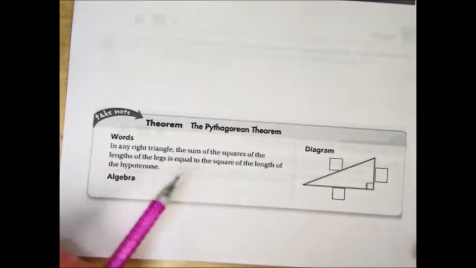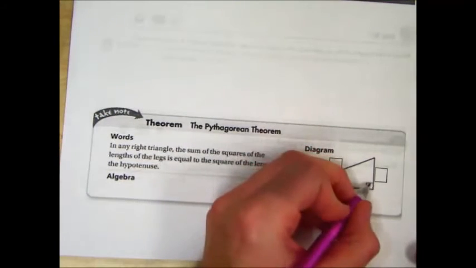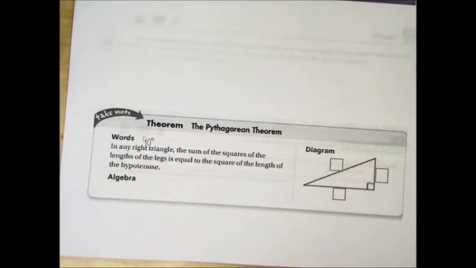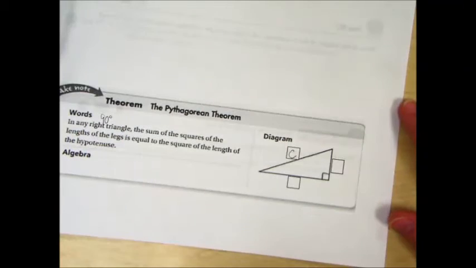This man figured out that in any right triangle, which means you have a 90-degree angle, the sum of the squares of the legs is equal to the square of the length of the hypotenuse. Now you guys have to be able to identify the hypotenuse. The hypotenuse is the tilted side, the slanted side. By definition, it's the side opposite the 90-degree angle, and we call it C.